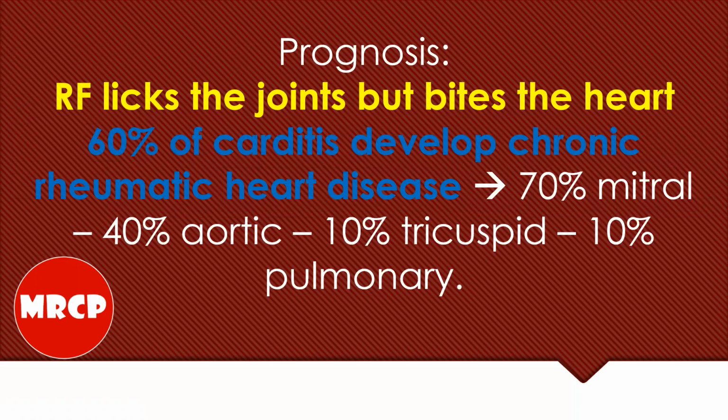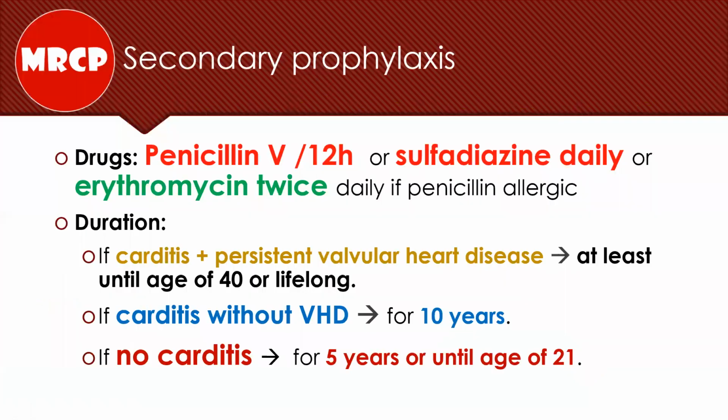60% of carditis cases develop chronic rheumatic heart disease. Particularly, 70% of the valvular affection comes from the mitral valve. And you will find a question in the question bank asking particularly about which is the most commonly affected valve in cases of rheumatic fever or rheumatic carditis. The mitral valve is the most commonly affected valve.